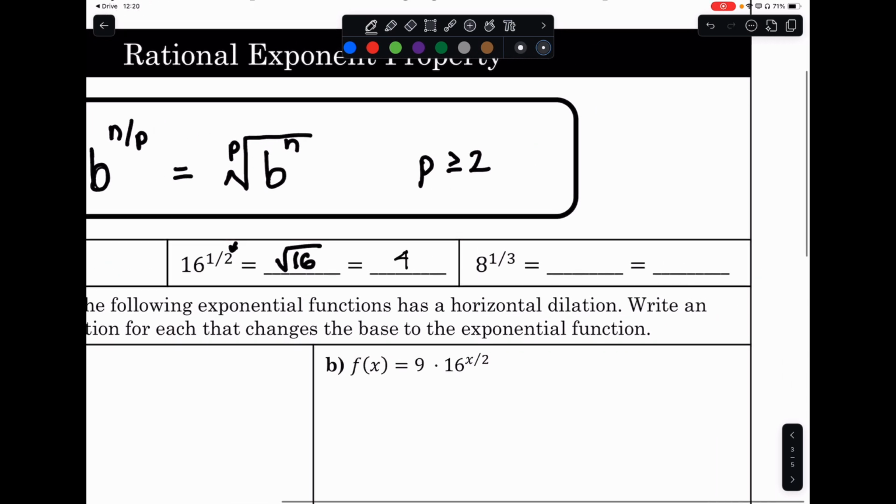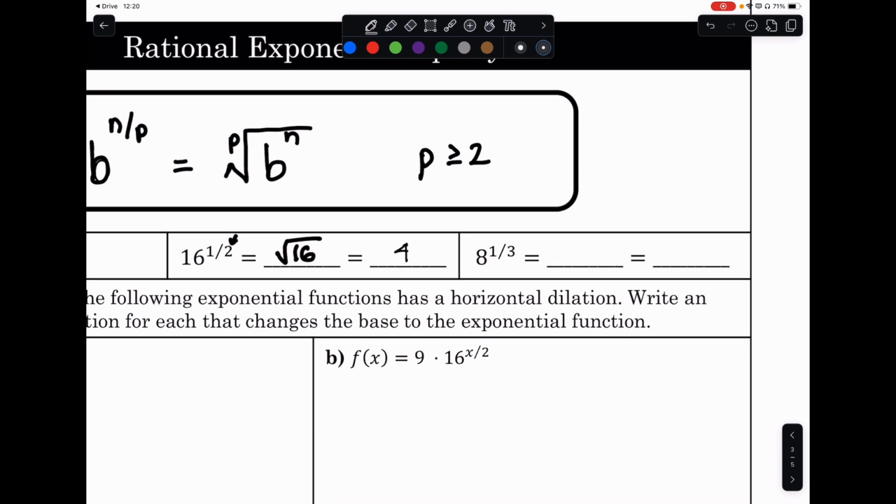Same thing is true with the next example. If I have 8 to the 1/3 power, our index is going to be 3. So we have the third root of 8 to the power of 1, and since the power of 8 is 1, we don't have to write that power of 1, it's understood to be 1. And this simplifies to the number 2, since the third root of 8 is 2. And how do I know that? Because, working backwards, I know that 2 to the third power is 2 times 2 times 2, which equals 8. So the third root of 8 would be 2.